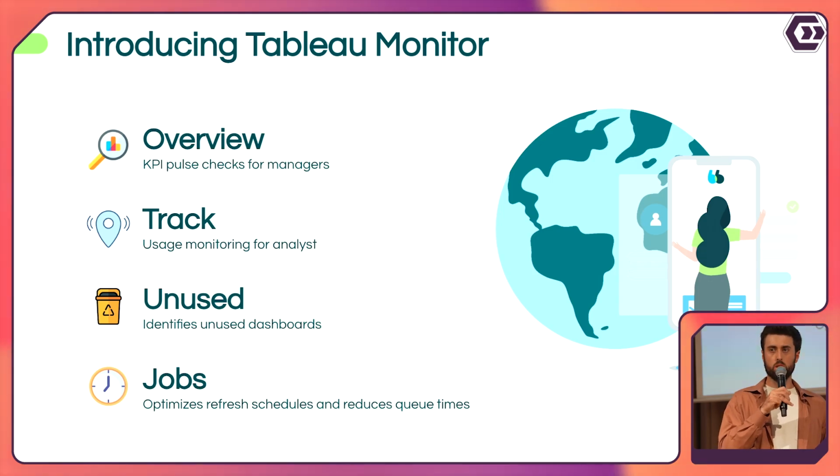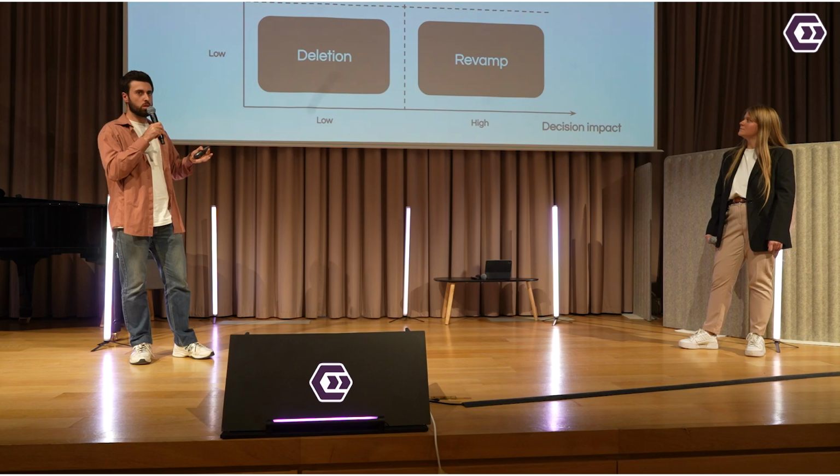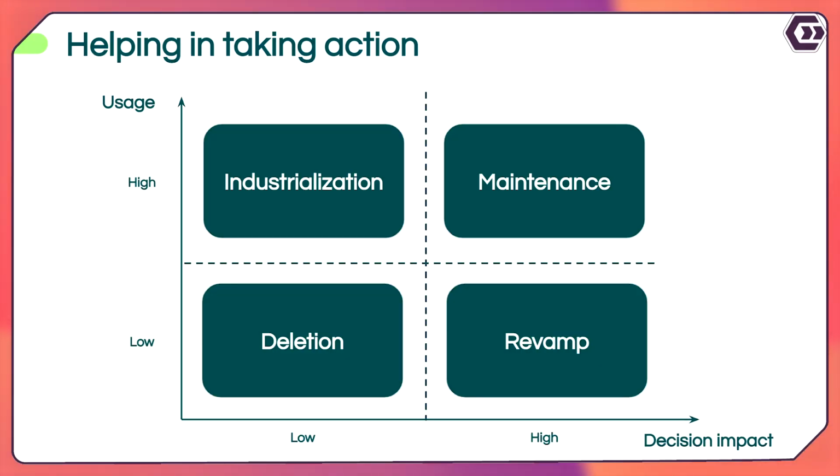And then finally, you have the Tableau jobs, and this one is made especially to reduce the queue time that we have on our Tableau dashboard. So thanks to Tableau Monitor, it's easy to take a decision. And here it's a quick matrix where we have the usage versus the decision impact of a data product.